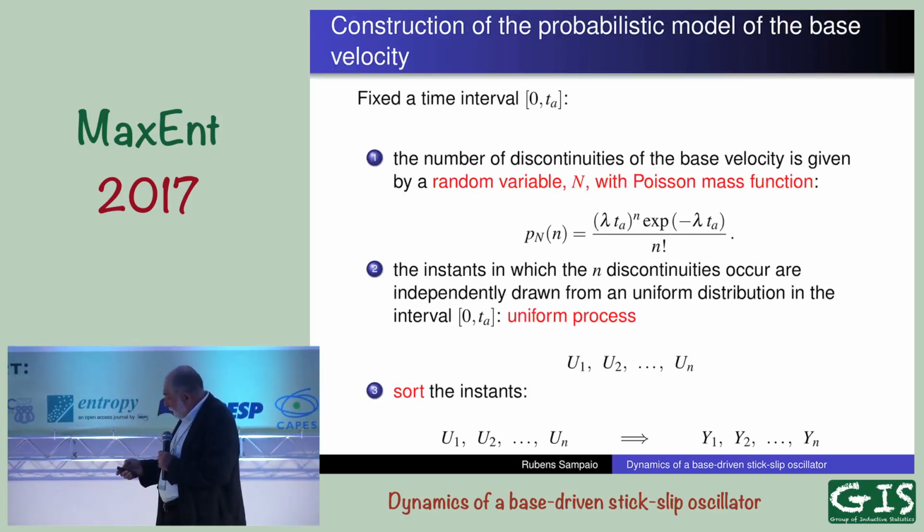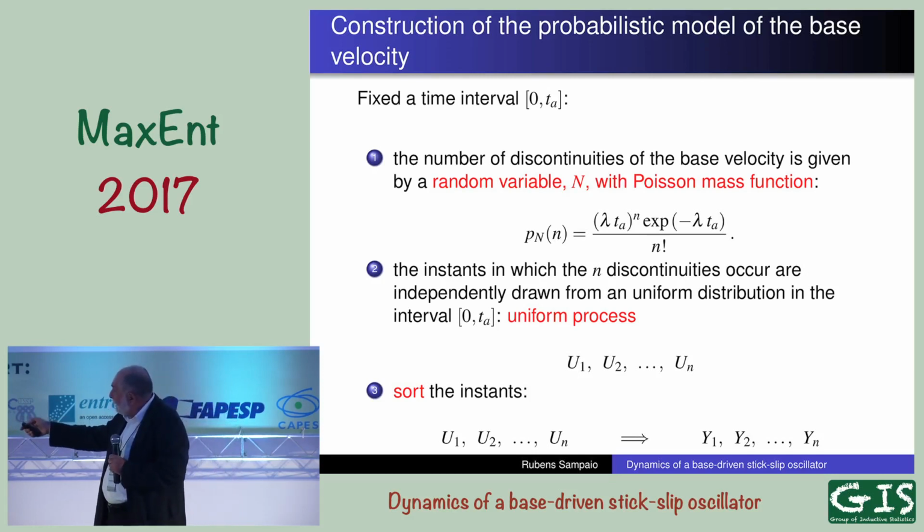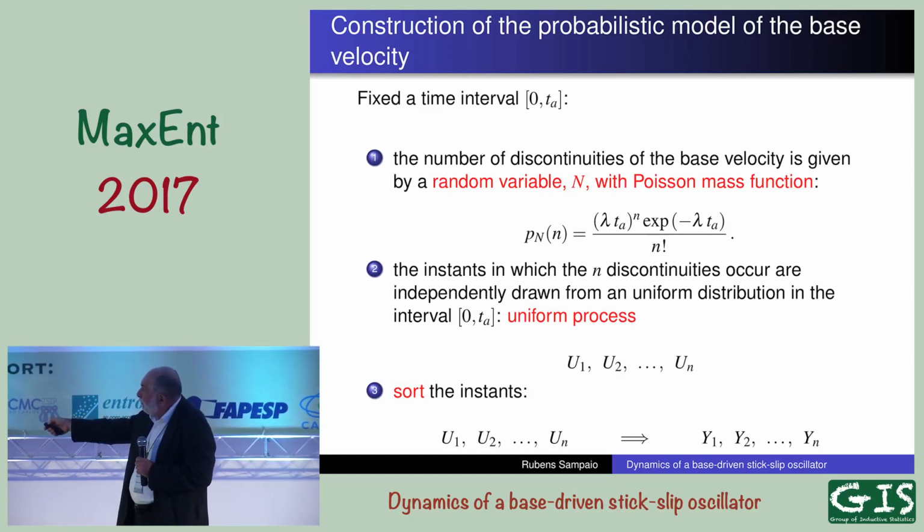I say that the number of discontinuities of the base velocity is described by a Poisson process. So I have this Poisson process here. Lambda, in some sense, is the rate of change of the base velocity from 1 to minus 1. So if this thing is big, I change a lot. If this thing is small, very small changes. TA is the period of observation. So I start by fixing a period of observation, TA.